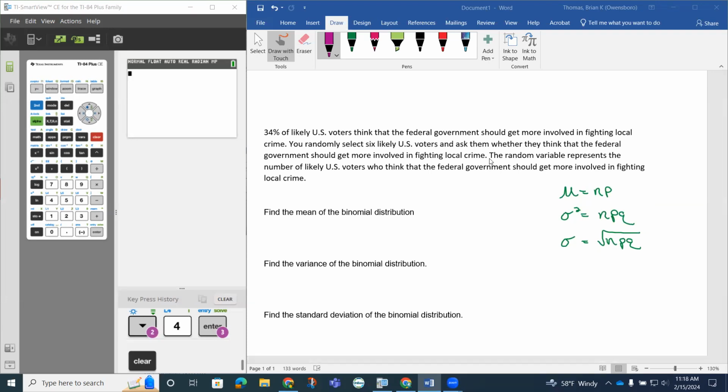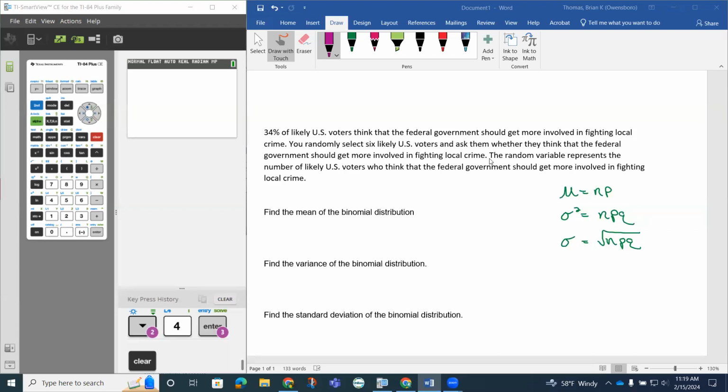34% of likely U.S. voters think the federal government should get more involved in fighting local crime. You randomly select 6 likely U.S. voters and ask them whether they think the federal government should get more involved in fighting local crime. The random variable represents the number of likely U.S. voters who think the federal government should get more involved in fighting local crime. Find the mean of the binomial distribution.